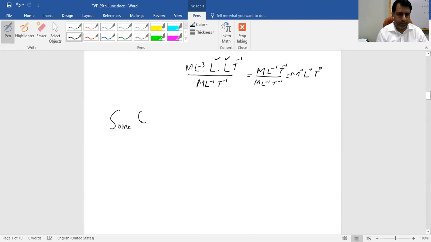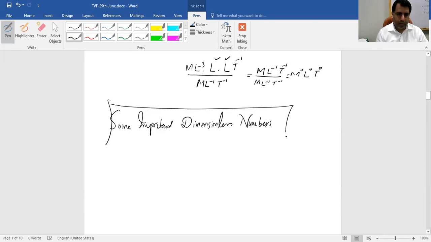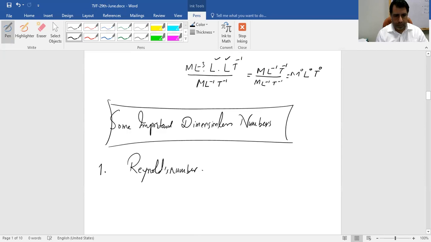Some important dimensionless numbers. So I will start with the one that we just introduced, Reynolds number. This is relevant in any flow situation, whether the flow is laminar or turbulent. It is the most important number. So denoted by Re and defined by rho V L over mu. आप just V लिख लें, V infinity, it is up to you, or V bar, whatever.